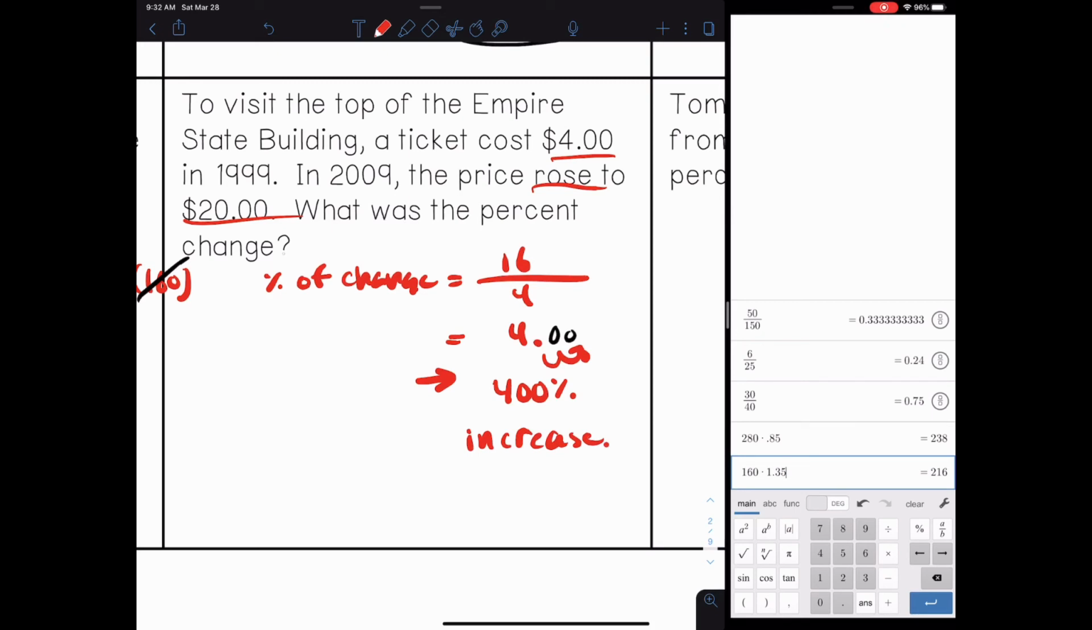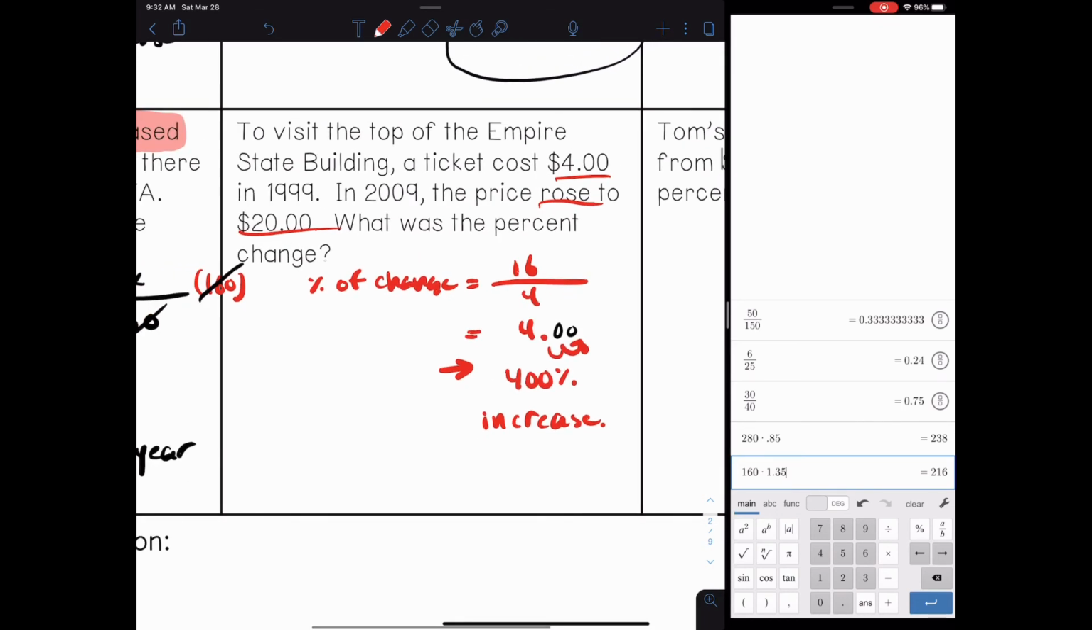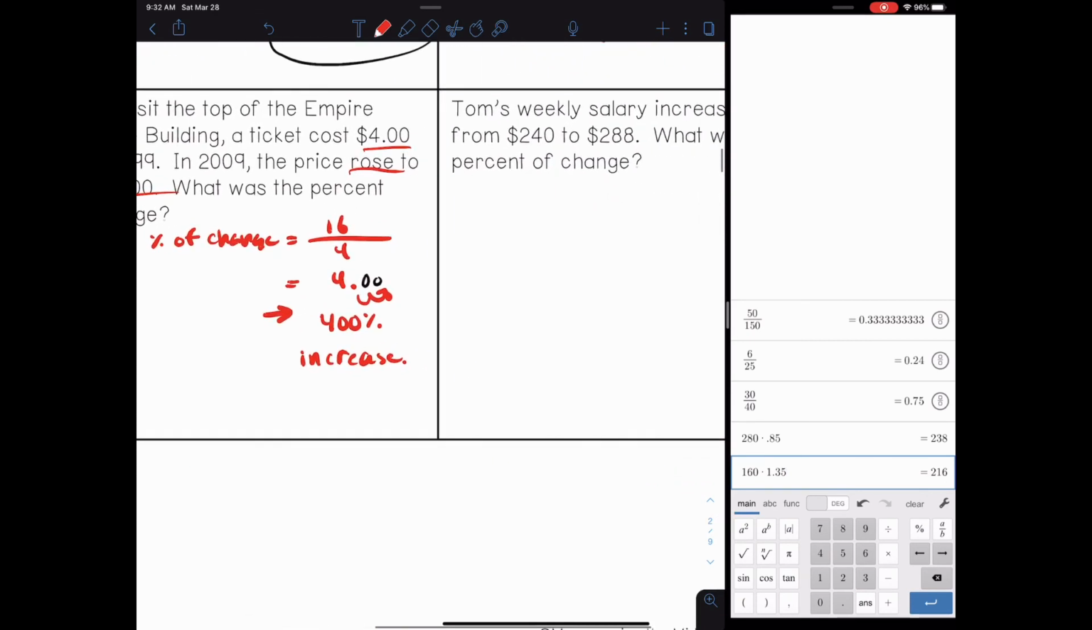I think it's more now because I went in 2012 and gosh, it was ridiculous. I did not want to go up that building for 20 something, $30. Not worth it. It's just a building, in my opinion.